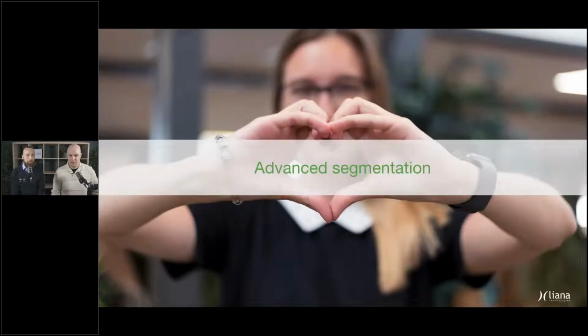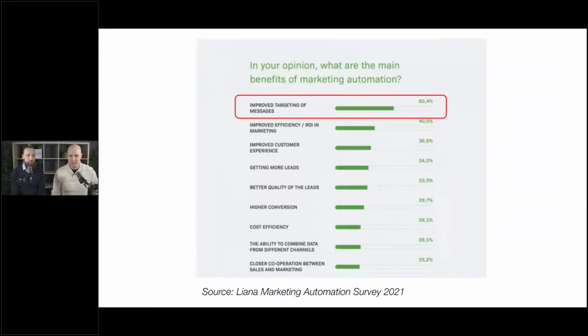And then we also promised to talk about advanced segmentation. For the beginning, we did a marketing automation survey earlier this year. One question we asked was, in your opinion, what are the main benefits of marketing automation? Personally, I would have answered the exact same. Me too. Improved targeting of messages with over 60% of answers. So this tells a lot.